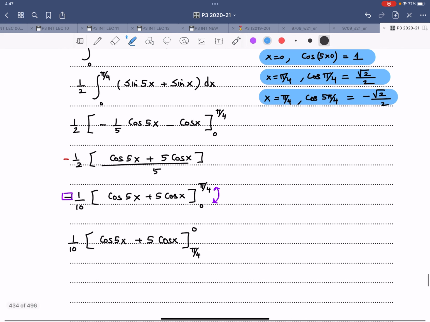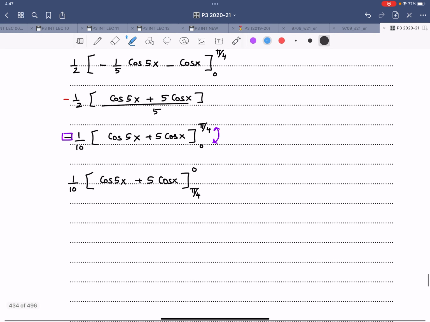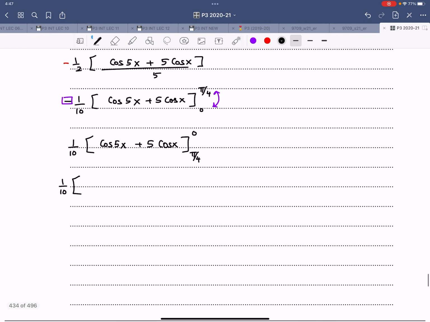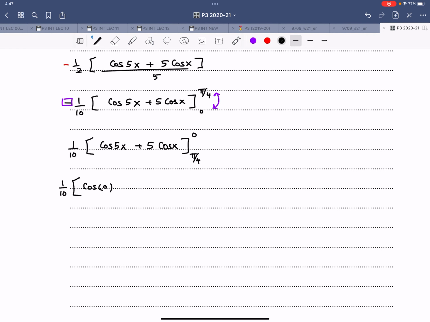So therefore 1 over 10 is over here. Cosine of 5x with a 0 is cosine of 0. And 5 times cosine of 0 is this thing, that's your upper limit, minus cosine of 5 pi by 4 plus 5 times cosine of pi by 4, bracket closed. This thing is 1, this thing is 1. Cosine of 5 pi by 4 is minus root 2 over 2. Cosine of pi by 4 is positive root 2 over 2.